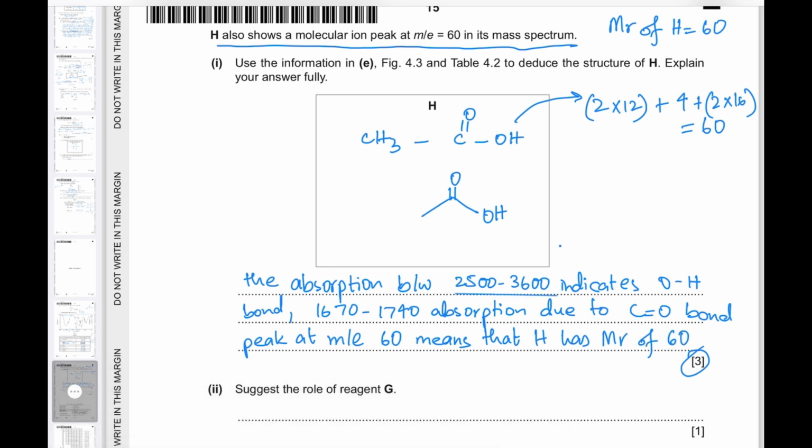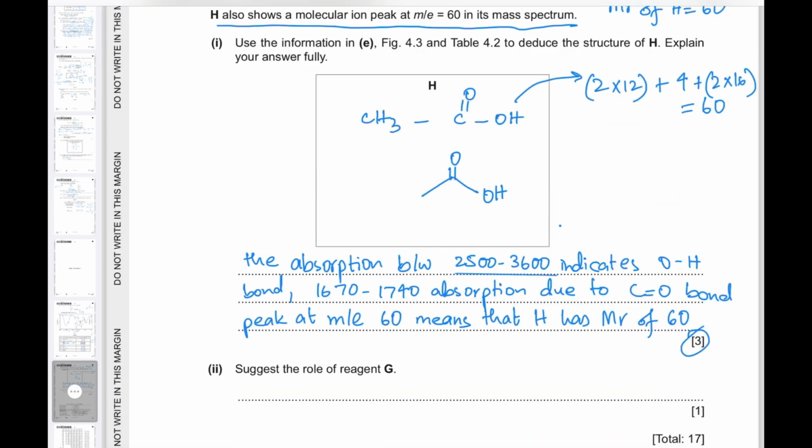Suggest the role of reagent G. Remember that aldehydes can be converted into alcohols by reduction, and they can be converted into carboxylic acids by oxidation. Since this is an oxidation reaction, that will make G an oxidizing agent.